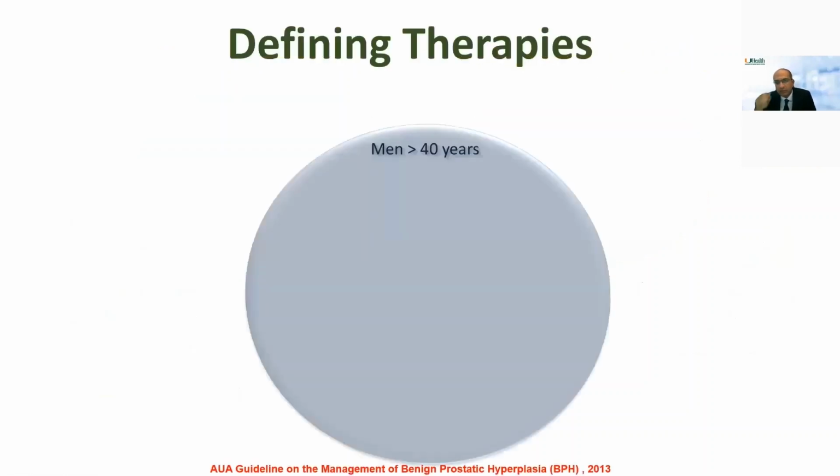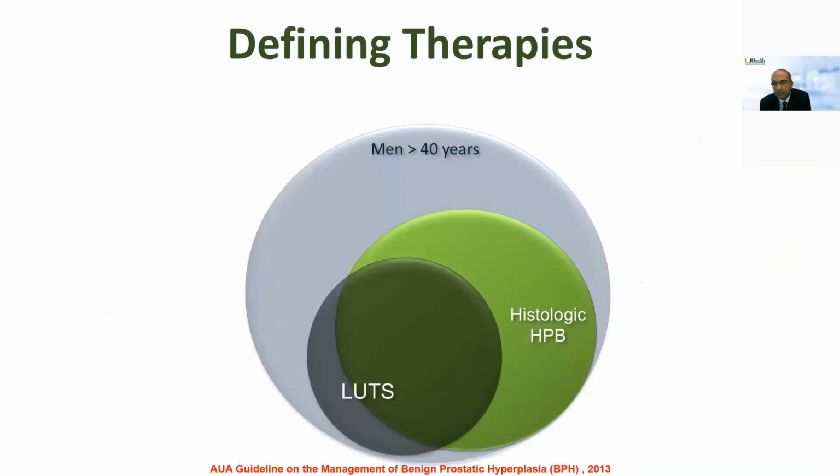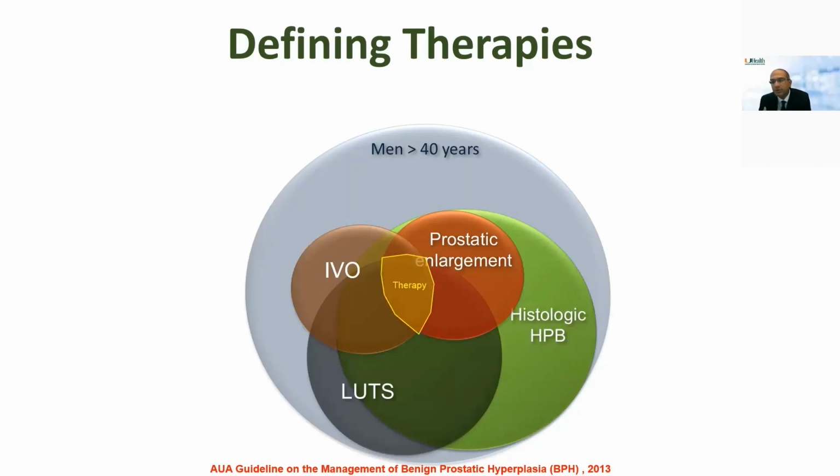So if we take a cohort of men over age of 40 years, the histologic BPH would be prevalent probably around 2/3. Lower urinary tract symptoms will be probably half of those patients. And some of those patients will have prostatic enlargement and infravesical obstruction, which means enlargement enough to cause obstruction due to dynamic and static components. And these are the group of men who are really the target for the therapy for enlarged prostate.